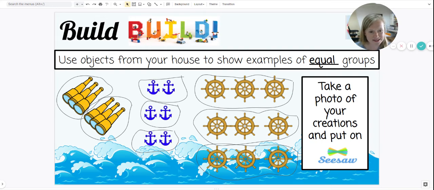If you choose to build, you're going to find objects from around your house and arrange them into equal groups. I wonder how big an equal set of groups you could make. If you had rice grains, you could make big groups that were equal. They must be absolutely equal.